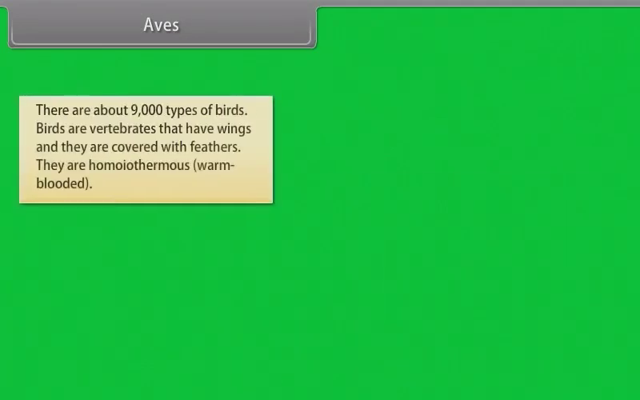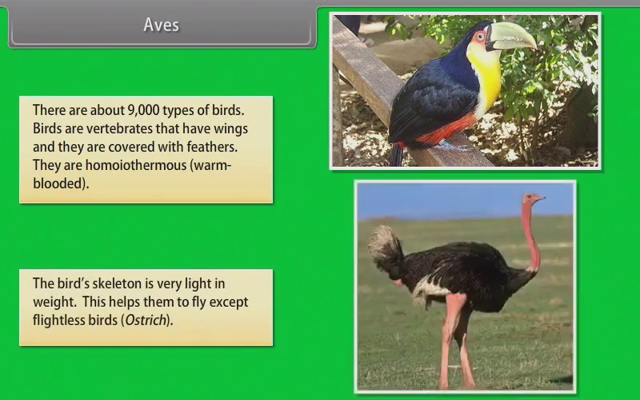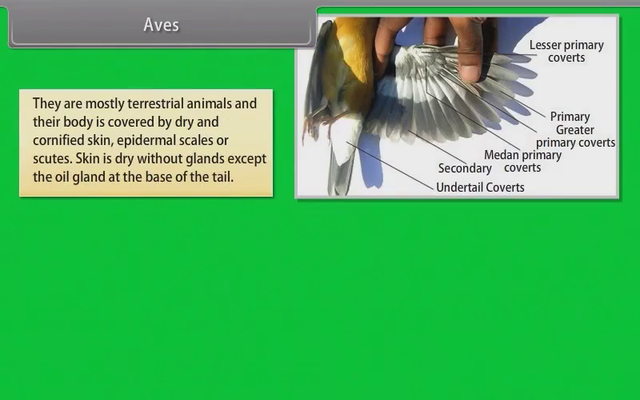Aves. There are about 9,000 types of birds. Birds are vertebrates that have wings and they are covered with feathers. They are homeothermous or warm-blooded. The bird's skeleton is very light in weight. This helps them to fly, except flightless birds, for example ostrich. Skin is dry without glands except the oil gland at the base of the tail.